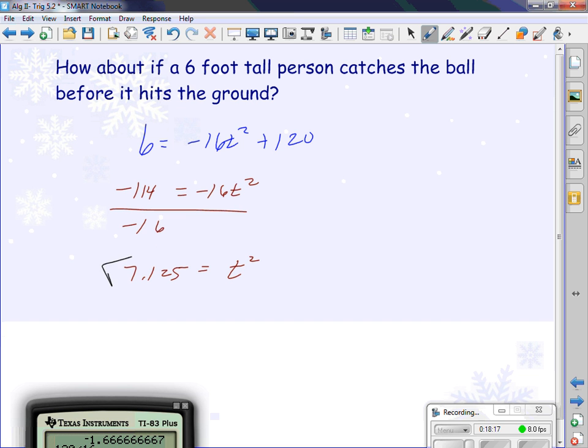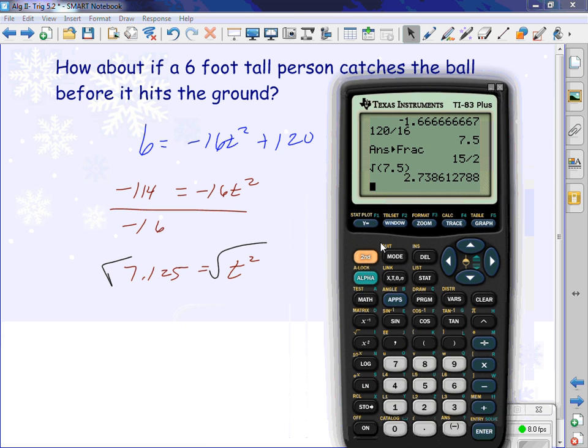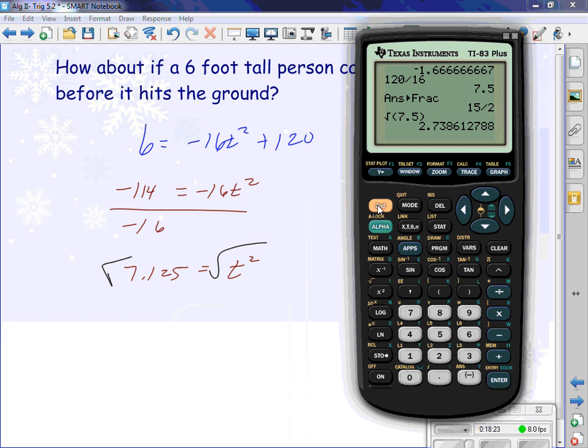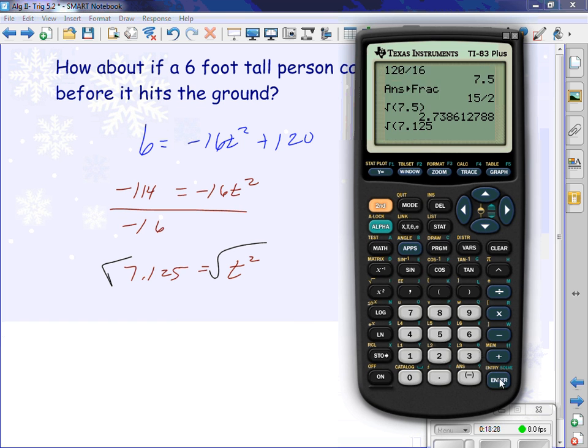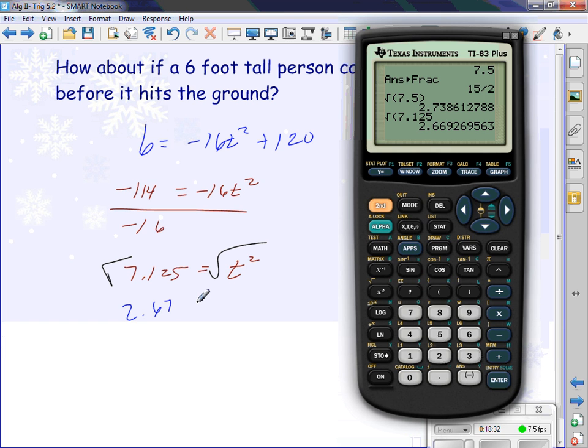I take the square root. The square root of 7.125 is 2.67 seconds. So it's almost a second difference. Or not even a second, a tenth of a second difference. Questions on the word problem?